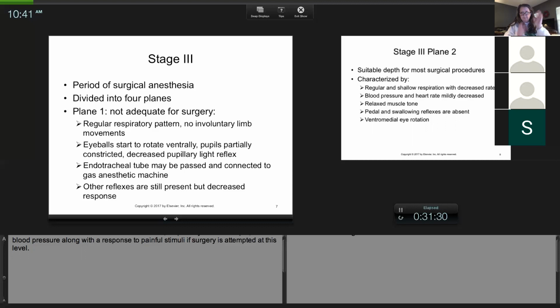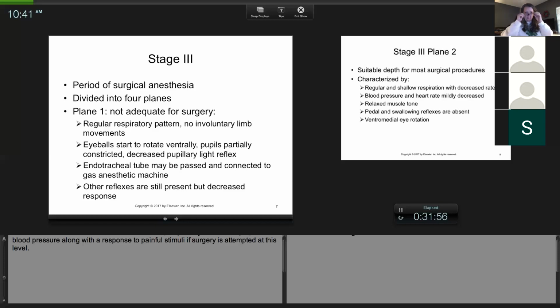We shouldn't be moving really at this stage. So now we should start to become unconscious in stage 3 plane 1. That's the first time they really start to become unconscious. Here is the big thing I want you to know right here. It says eyes start to rotate ventrally. When an animal goes under anesthesia, they're awake, they're looking at you. When they start to go to stage 3 plane 1, they're going to start to roll.